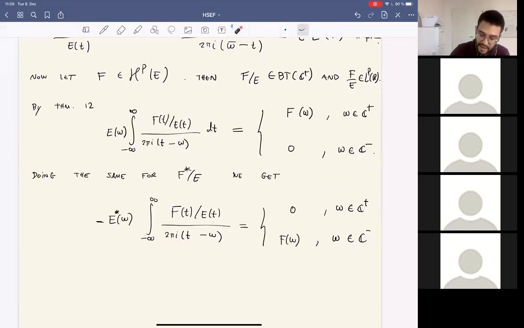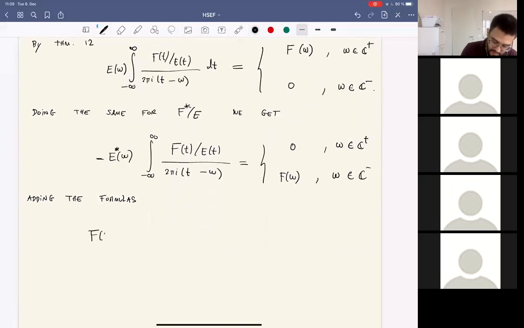And now you can see we can add the formulas because on the upper half plane, I just have F, and in the lower formula, I had zero. And in here, I have F, but in the upper formula, I had zero. So it's just adding. We get that F of W equals, and if you add everything and do the computation, you will see that you will get exactly the reproducing kernel.